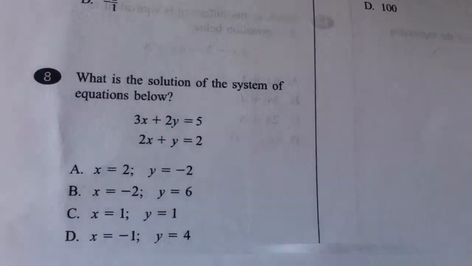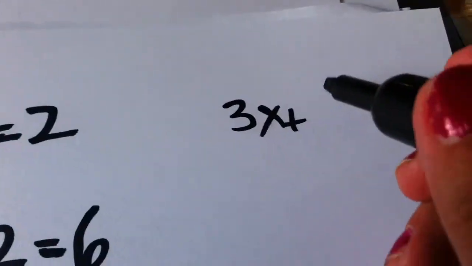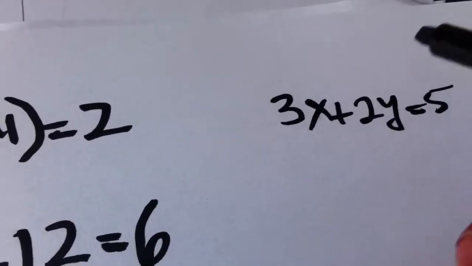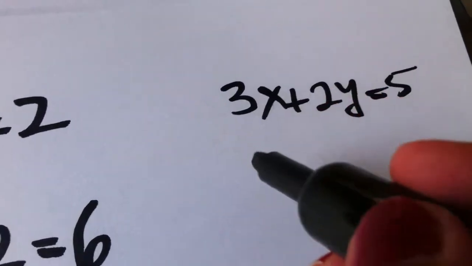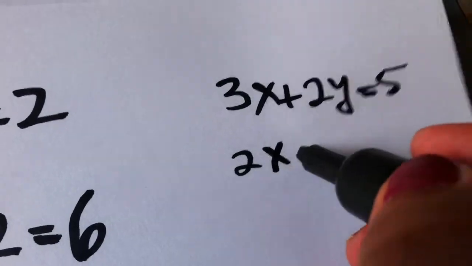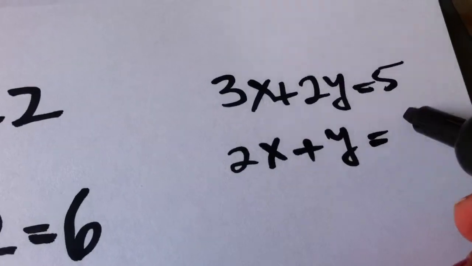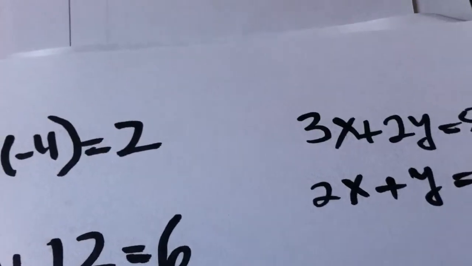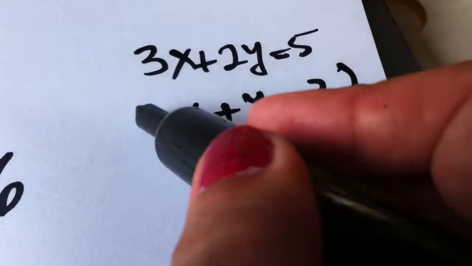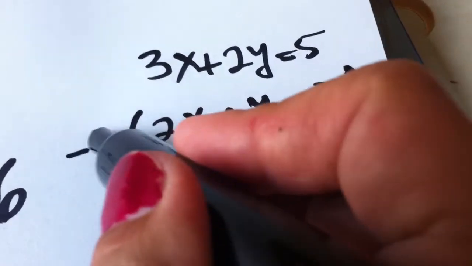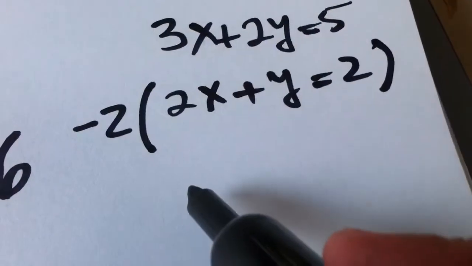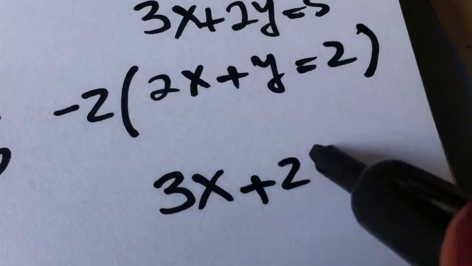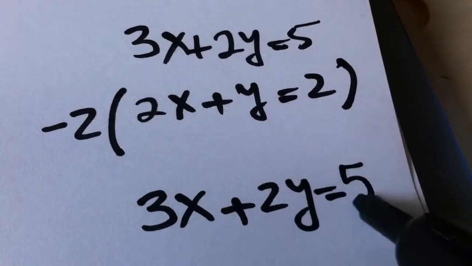Let's just write down 3x plus 2y is equal to 5, right? And then we have 2x plus y is equal to 2, right? So I'm going to multiply everything in the second equation by a negative 2, right? That will give me a system of the first one stays the same, 3x plus 2y is equal to 5.